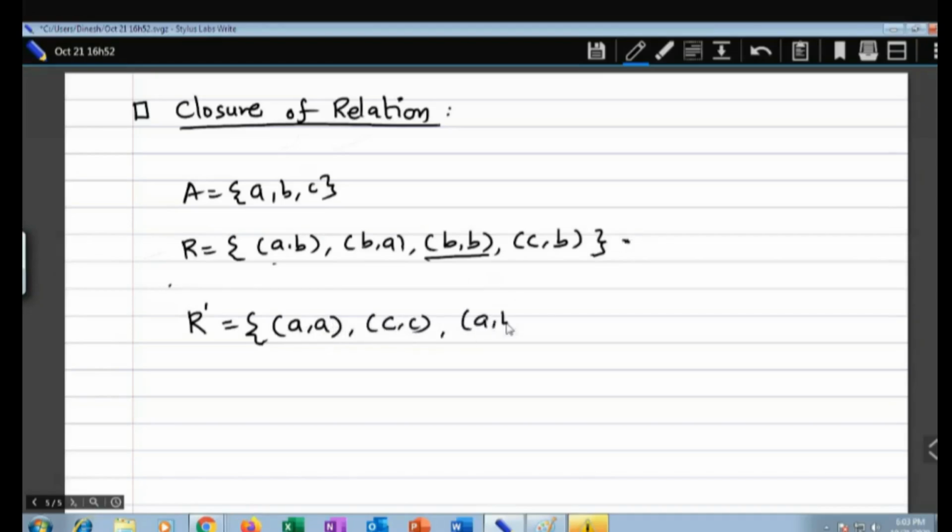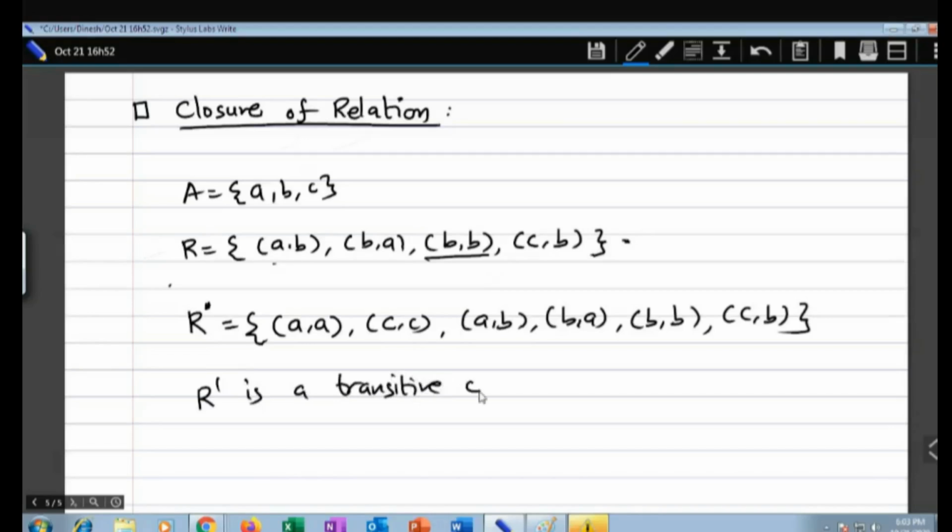And add a comma b, b comma a, the whole R here, b comma b and c comma b. Now I can say that R dash is a transitive closure of R. Since R dash is transitive, okay, you have a comma a, c comma c and b comma b. So R dash will become transitive and this will become the transitive closure of R. Since R is not transitive, this is transitive. So this is the transitive closure of R.